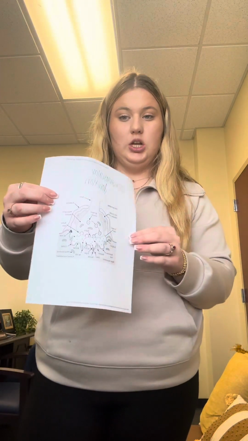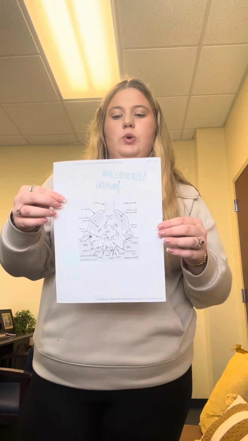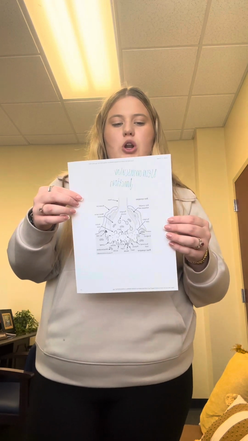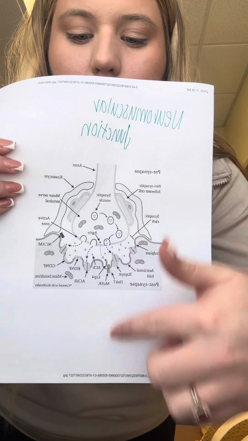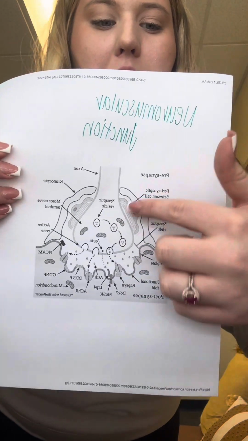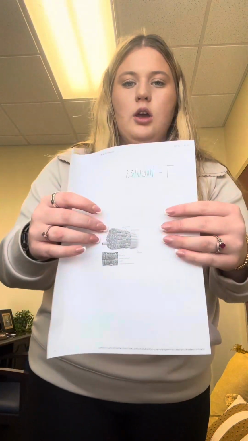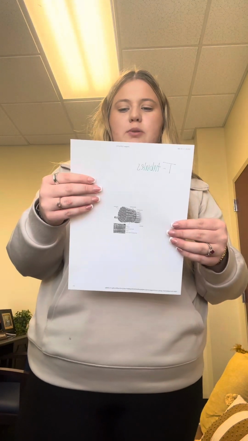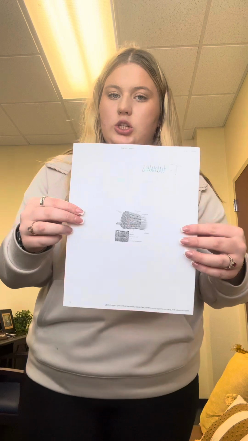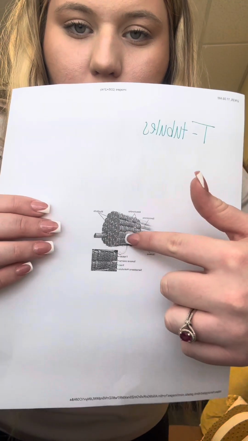Then we have the neuromuscular junction, which is the connection between the terminal end of a motor nerve and muscle. So it shows the difference between the nerve and the muscle. The next is T-tubules. They're all bonded together. It's the conversion of action potentials into muscle contraction. So it helps, this is what contracts.